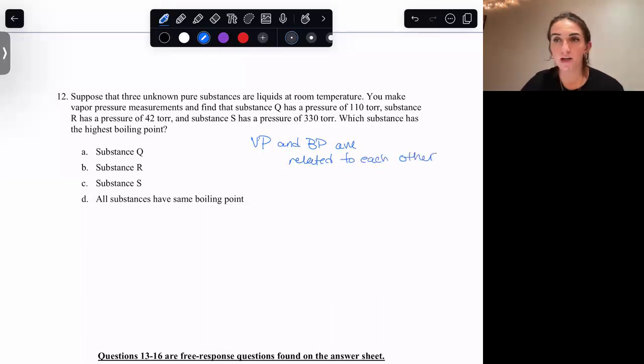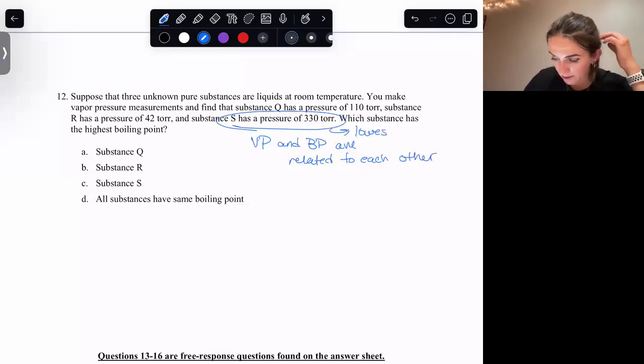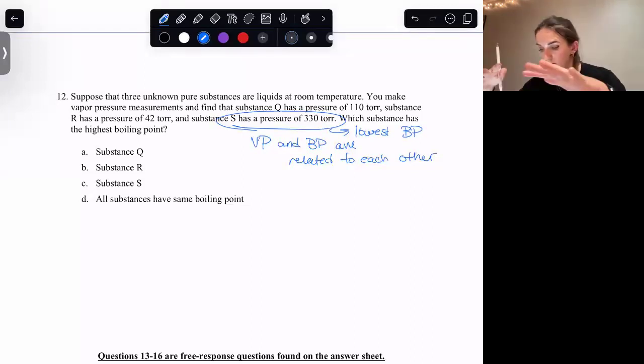Right? Think of boiling point as the ability for that substance to get into the gaseous phase. So if it's easy to get into the gaseous phase, then the boiling point is going to be lower. So at room temperature, more particles will be in the gaseous phase. So your highest pressure here of 330 torr is saying that this has the lowest boiling point because it most easily gets into the gaseous phase, right? So at room temp, 22 degrees Celsius, a lot of it is in the gaseous phase.